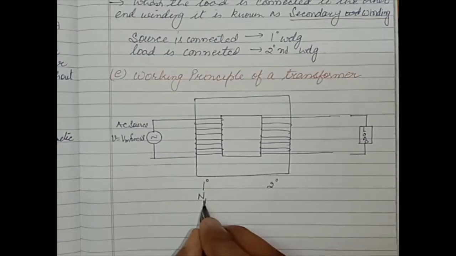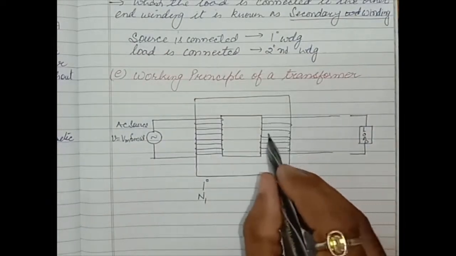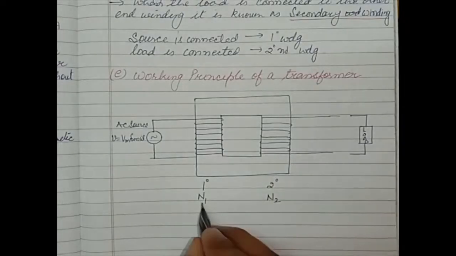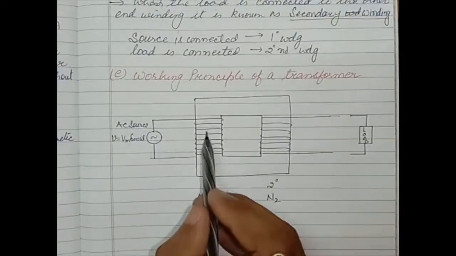N1 is the number of turns in the primary winding. Similarly, N2 is the number of turns in the secondary winding. Okay, now why is this called the primary?